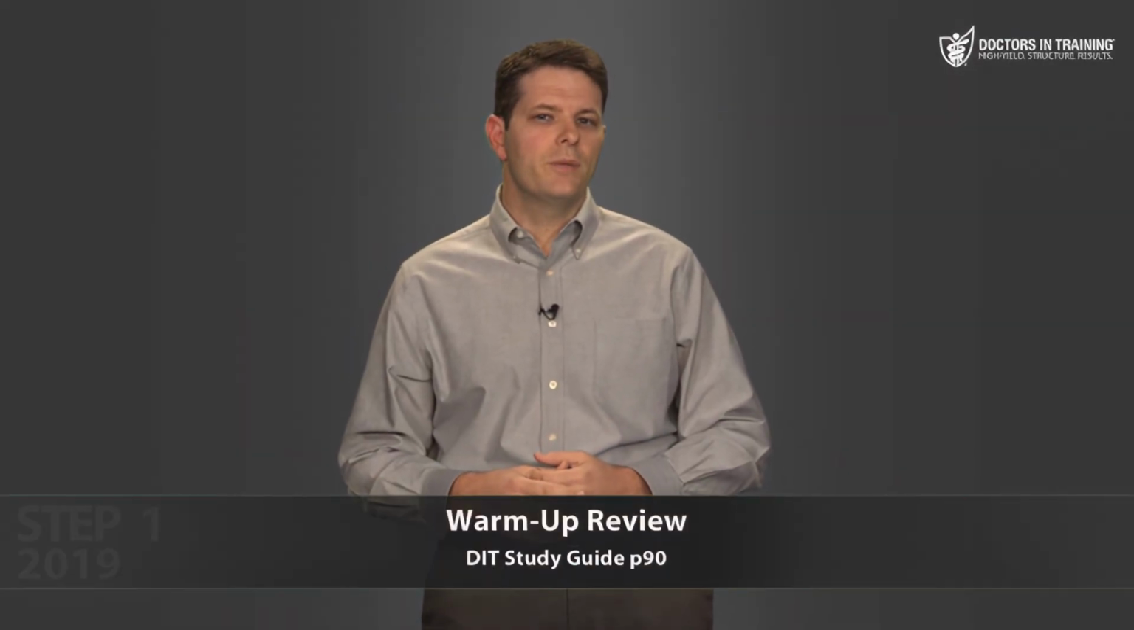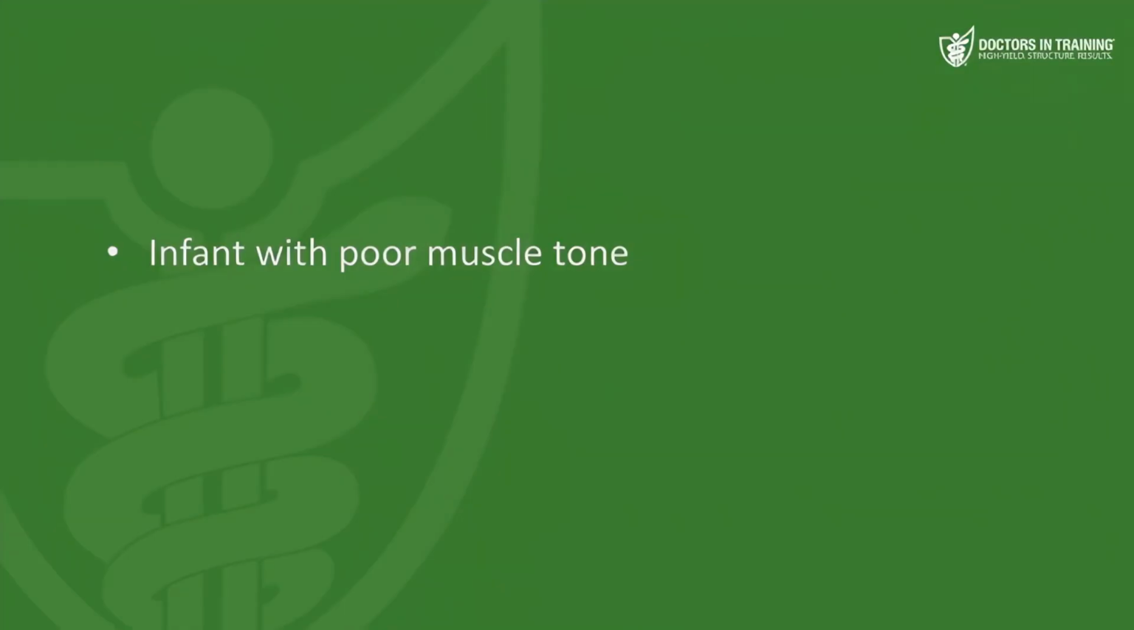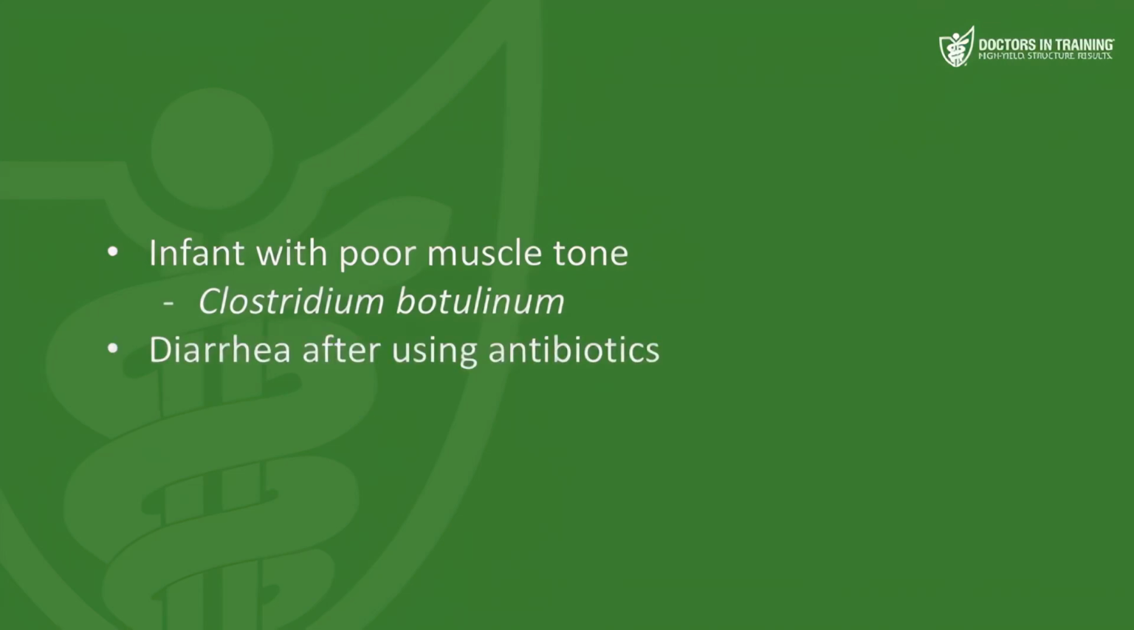Let's go over the 3-question warm-up for Neuro 19. First question: which gram-positive organism matches each of the following statements? An infant with poor muscle tone, that's going to be Clostridium botulinum, and botulinum toxin. Diarrhea after using antibiotics, think about Clostridium difficile.